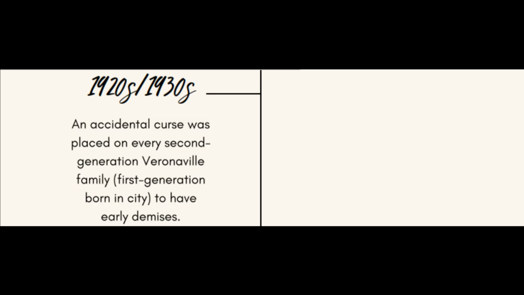So I like to theorize that somewhere in the 1920s and 1930s, there was an accidental curse that was placed on every second generation Veronaville family, i.e. the first generation born into the city, to have early demises. And this would be when the Generation 2 people, so Patrizio, Isabella, Contessa, and Consort's parents, were growing up or were young adults. I think they were children or adolescents at around this time. So I think something happened around here that caused them and every other person in their position in their family branches to suffer this unfortunate fate.